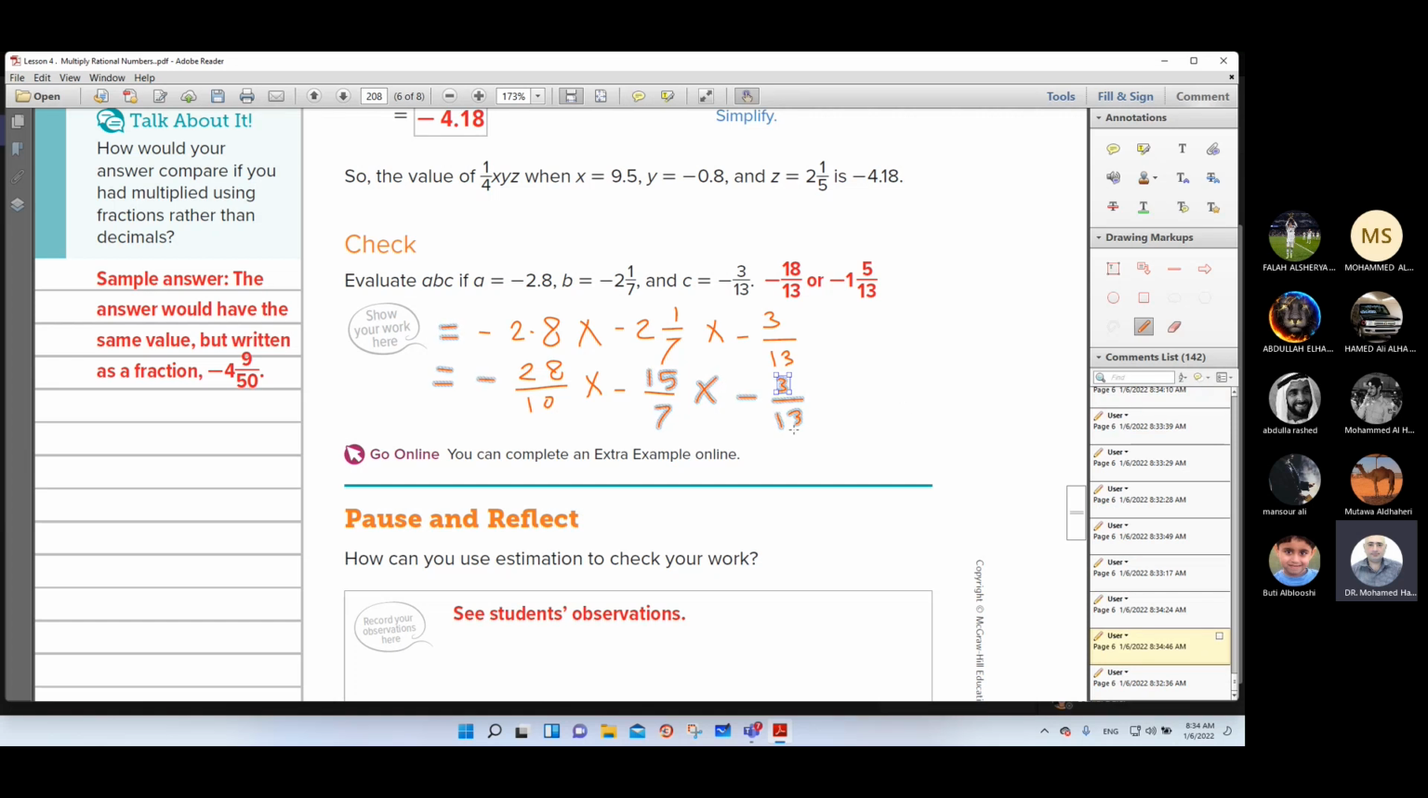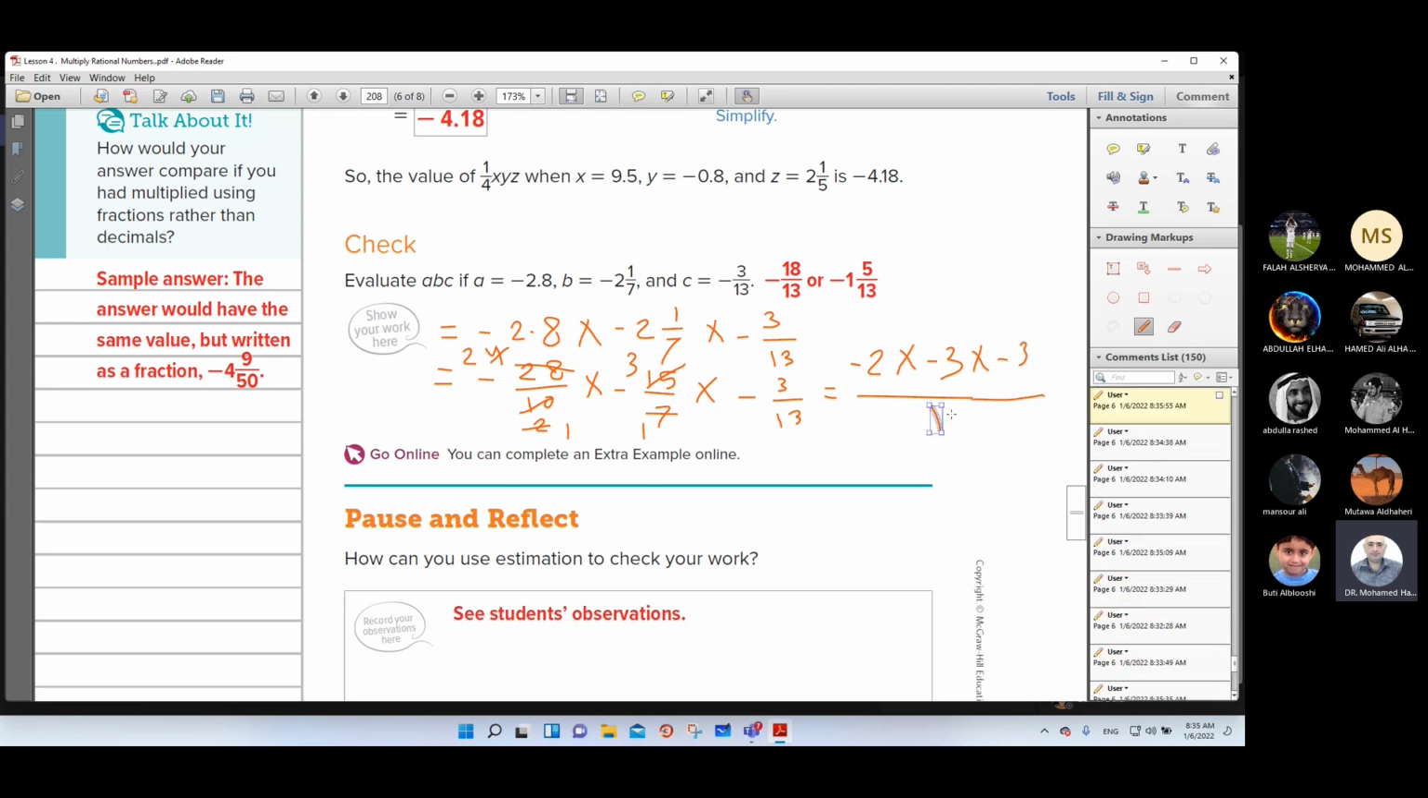You can do simplest form here. 28, if you divide 28 by 7, you will get 4. And 7 divided by 7, you will get 1. And you can divide 15 by 5, you will get 3. And 10 divided by 5, you will get 2. Then you can divide 4 by 2, you will get 2, and 2 divided by 2, you will get 1. Up remains negative 2 times negative 3 times negative 3. And down you have 1 times 13 means 13.